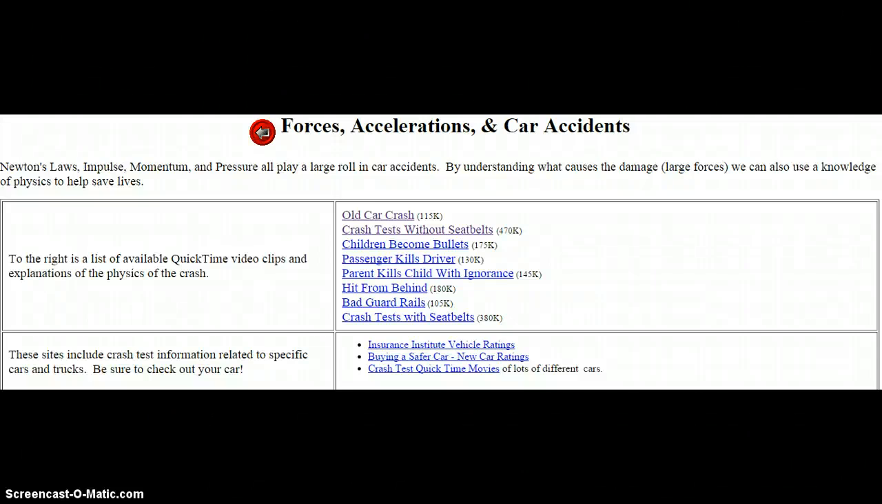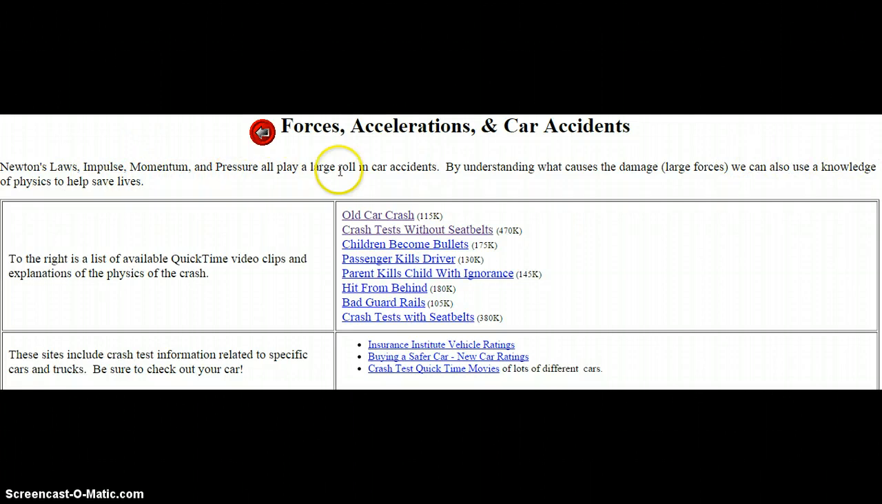Today we're going to begin learning about forces, accelerations, and car accidents. We're going to be learning and applying Newton's laws, impulse, momentum, and pressure, and how they all play a large role in car accidents. By understanding what causes the damage, or large forces, we can also use a knowledge of physics to help save lives.